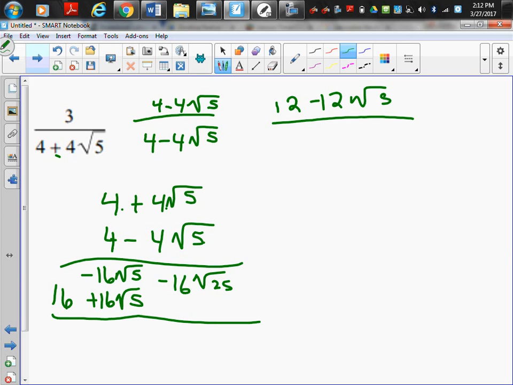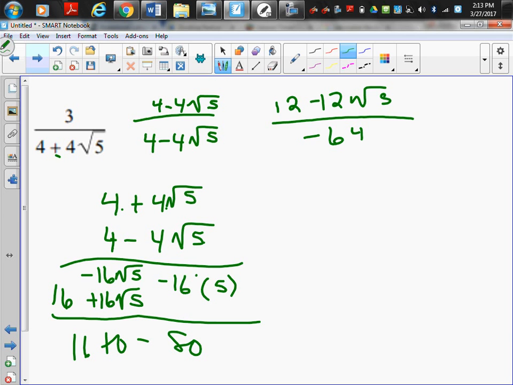So 16 times the square root of 25 is what? What's square root of 25? Alright, so this says 16 times 5. Alright, so 16 plus 0 minus what, 16 times 5? 80. Alright, so 16 minus 80. Because your calculator, 16 minus 80. Oh, it's 60. 64.